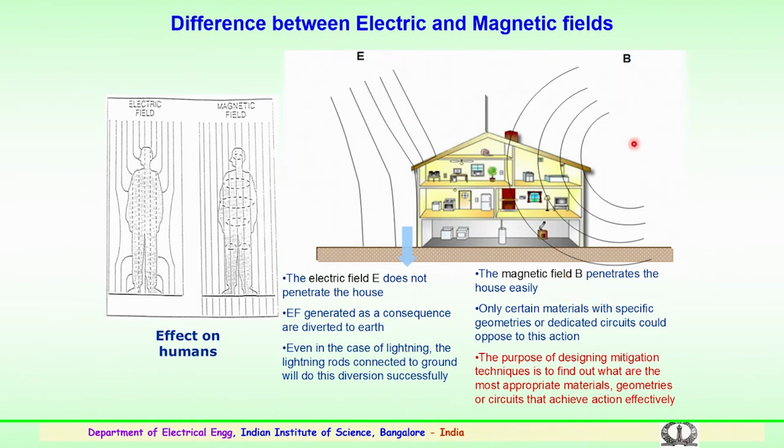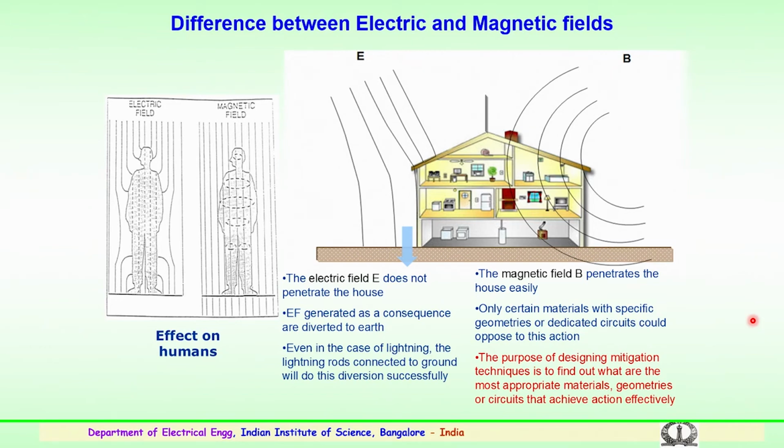In case of magnetic fields, you can see that the magnetic field could penetrate the house if it is near the vicinity of the site where the effect of the magnetic field is very high. Only certain materials, particularly with specific geometries or a dedicated circuit, could oppose this action. Else, if the materials are not capable of opposing the magnetic field, then there is a likely chance of the magnetic field penetrating the residential apartments, if they are in the vicinity of the magnetic field zone.